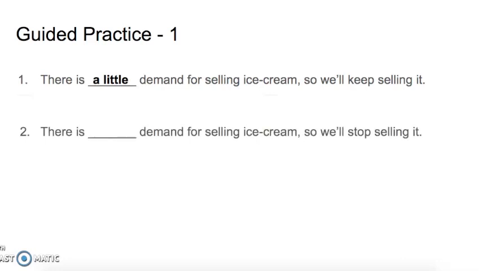Look at this sentence. This sentence has a negative connotation. There is something demand for selling ice cream, so we'll stop selling it. There is little demand for selling ice cream. So few and little have negative meanings. The quantity is almost zero. So you can say there is little demand for selling ice cream, so we'll stop selling it.